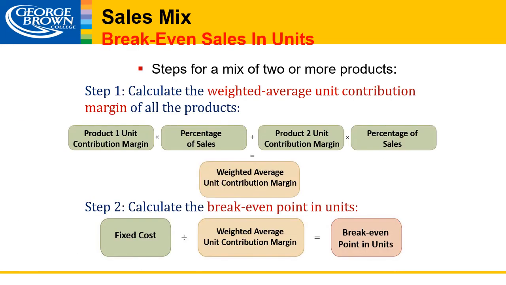So what we do here, calculating the weighted average contribution, is take each product's contribution margin per unit and multiply it by its percentage of sales. Once we've done that for each dish, we add them together and that should equal our weighted average contribution margin per unit. We can then use this weighted average to calculate our break even in units by taking the fixed cost and dividing it by the weighted average contribution margin per unit. I'm going to show you what that looks like in the next slide.